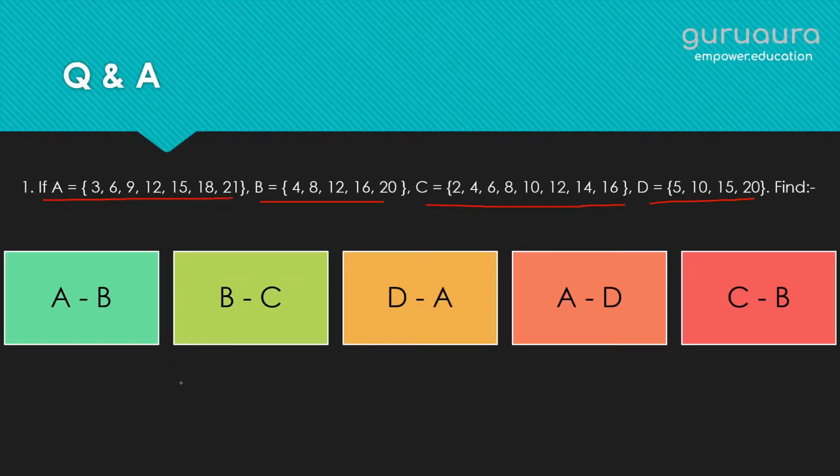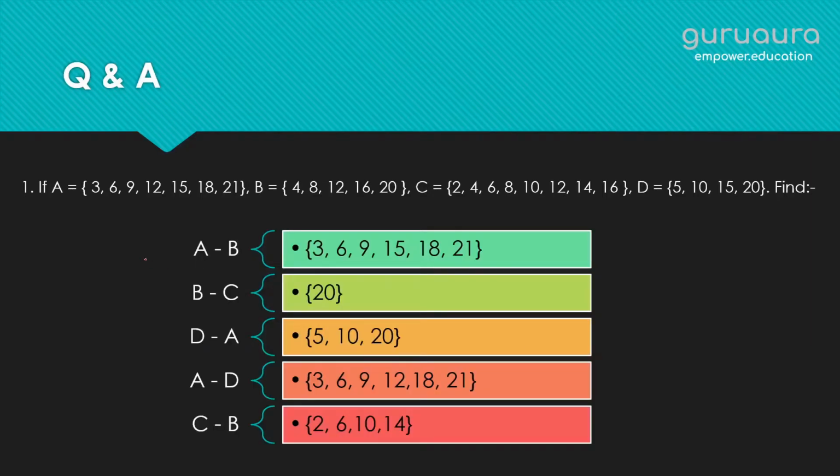Now we need to find the difference between the sets A and B, B and C, D and A, A and D, as well as the difference between the sets C and B. Now pause the video and try to solve it, and play the video again to see how you answered. Now let's see the answers.